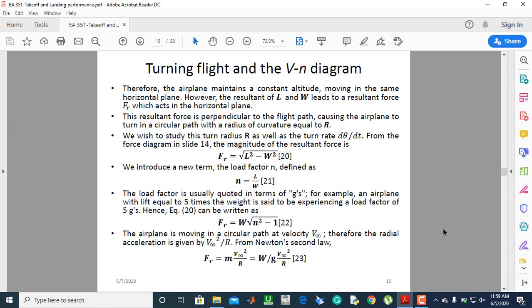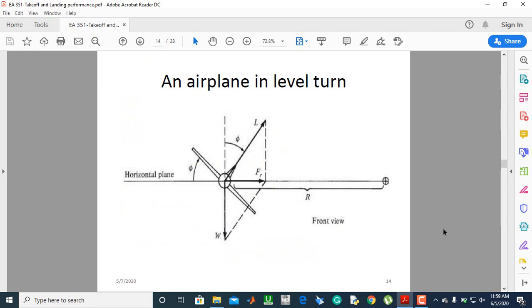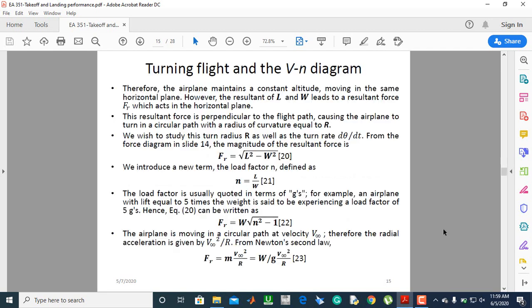And from here, from this sketch, the resultant force R is equal to L squared minus W squared. Then we take the square root. You can use Pythagoras theorem to do this. That shouldn't be a problem. And if you do that, you get expression 20.